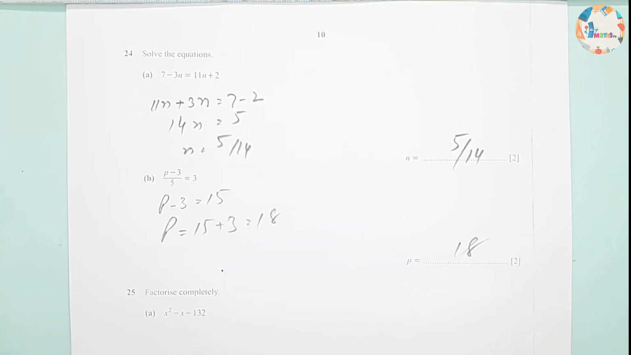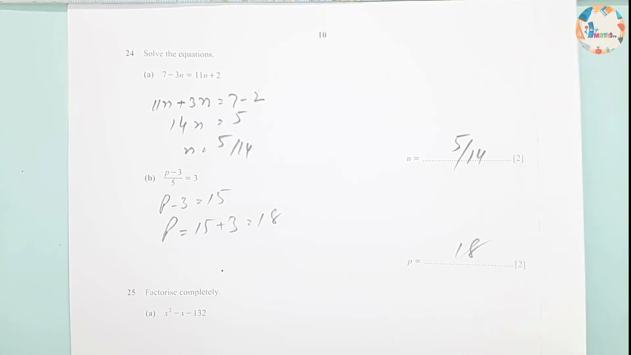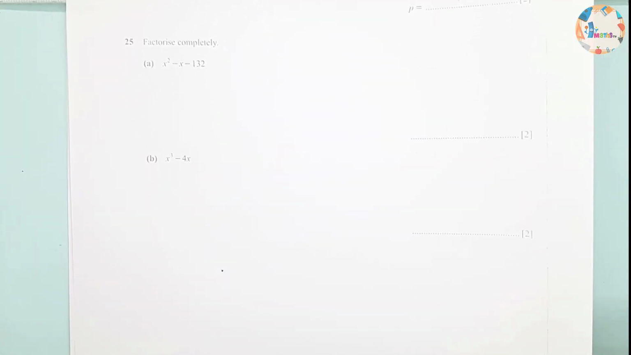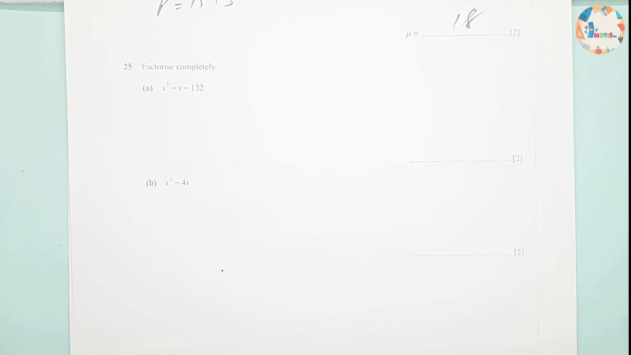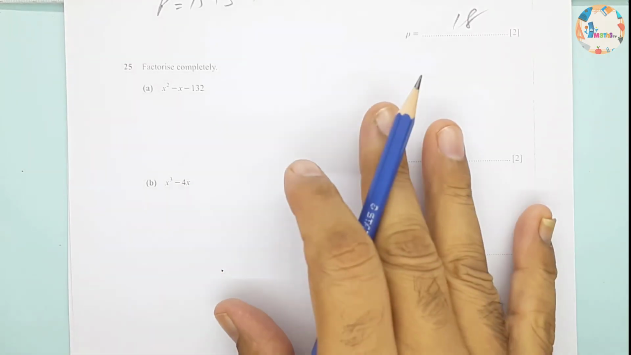Now question number 25, factorize completely. Your algebra should be sound. IGCSE has like 30% of the paper from the algebra portion, so it is better to focus on algebra more.